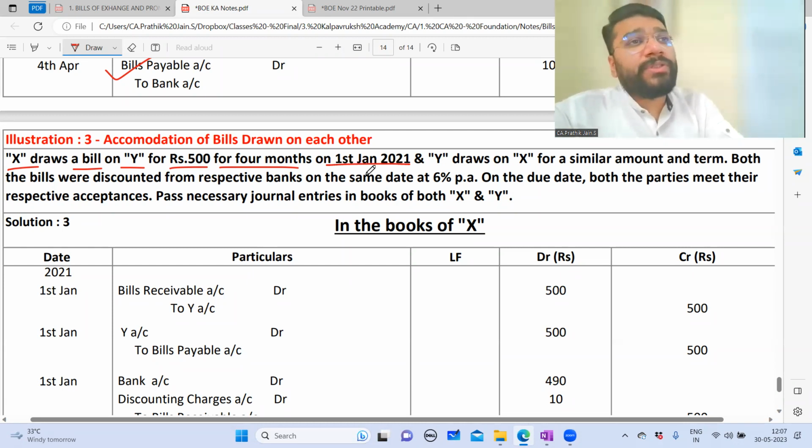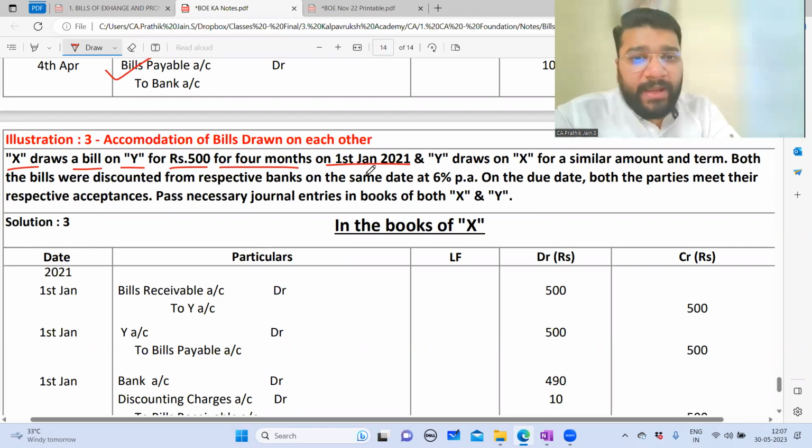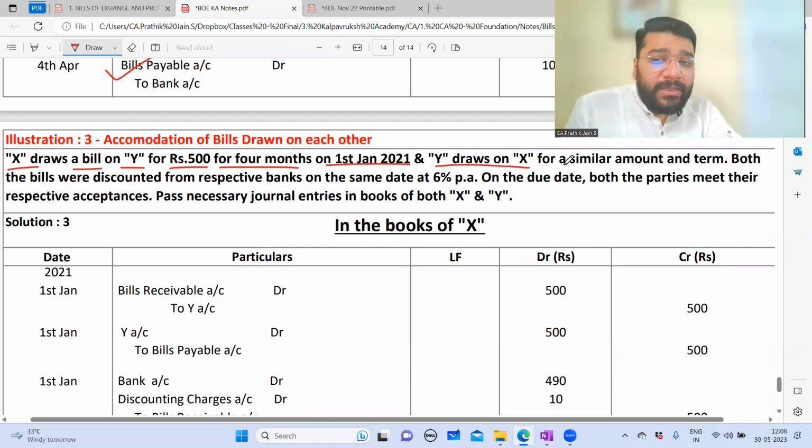So who's the drawer of the bill? Who's the drawee? X is drawer, Y is drawee. What is the bill amount? 500. What is the credit period? 4 months. The issue date and acceptance date are everything 1st Jan. And Y draws on X for a similar amount, which means Y is also now drawing on X, and the terms and conditions are same. Same 500 rupees, same 4 months, same date 1 Jan 2021.